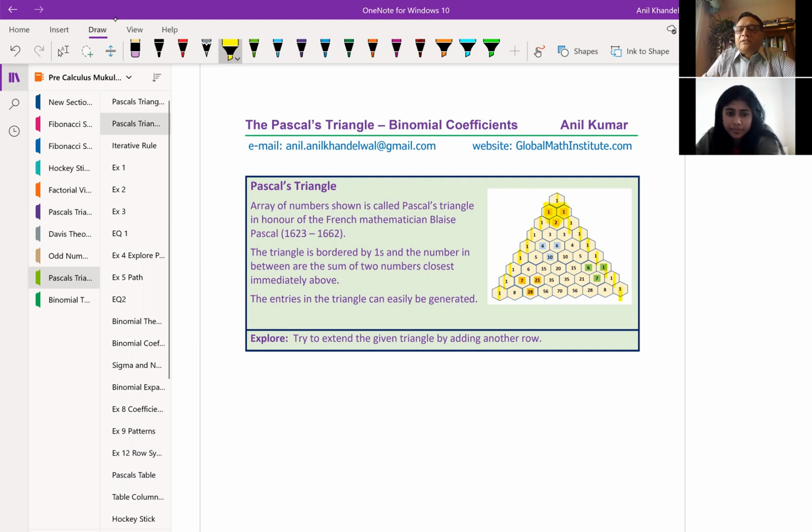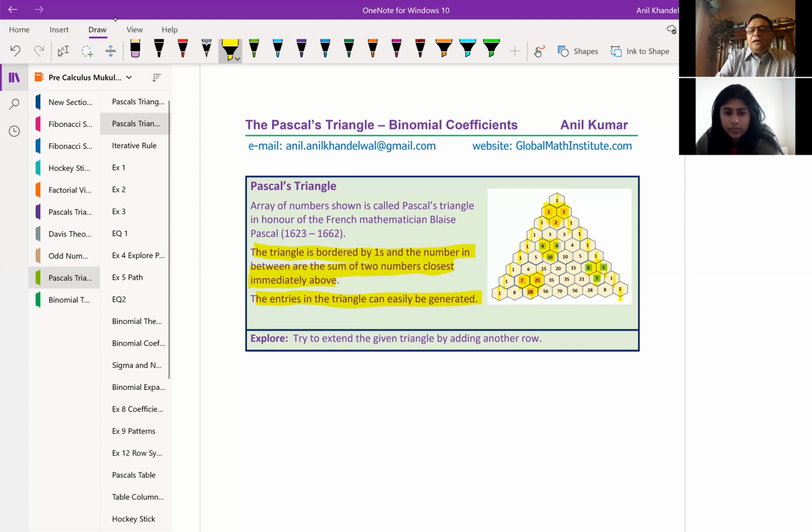And you see that little triangle. So the triangle grows as you go down, and you can fill in the numbers just by adding the previous 2. So I've highlighted these blue color 4, 6, they add to 10. Similarly, 6 and 1 adds to 7, 7 and 21 adds to 28. So likewise, you can fill all these numbers in this particular triangle. So the triangle is bordered by 1s, and the numbers in between are the sum of 2 numbers closest immediately above, right? So the entries in the triangle can easily be generated, right?